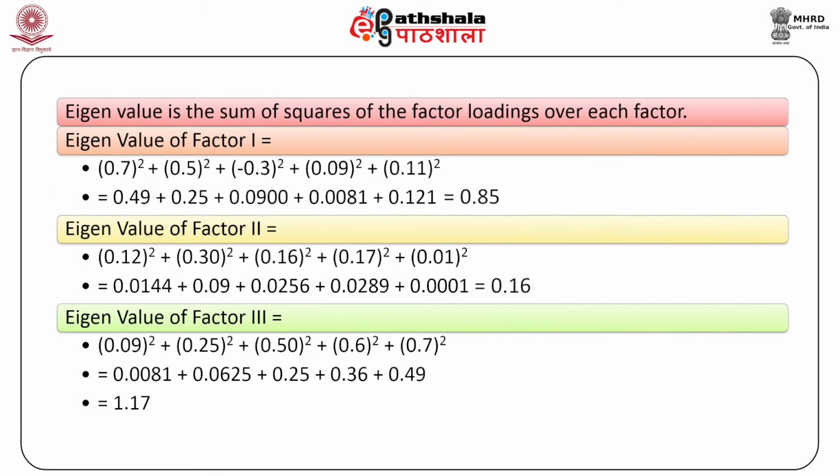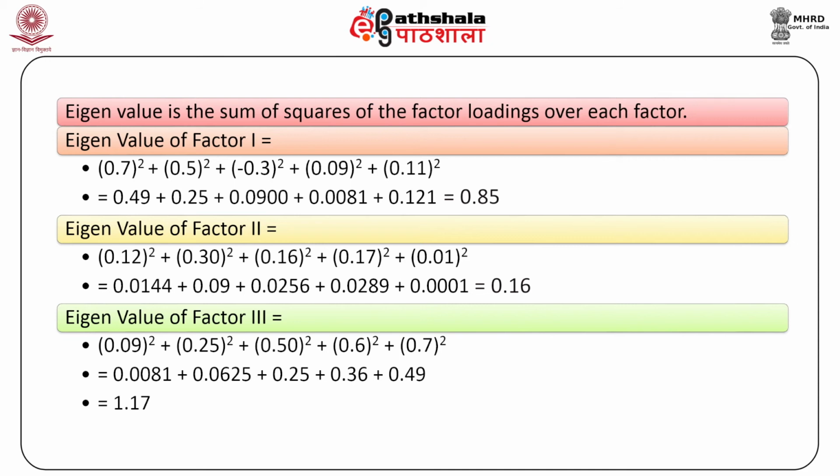Eigenvalue is the sum of squares of factor loadings over each factor. Eigenvalue of factor 1 is equal to 0.7 square plus 0.5 square plus minus 0.3 square plus 0.09 square plus 0.11 square. This is equal to 0.49 plus 0.25 plus 0.0900 plus 0.0081 plus 0.0121, which is equal to 0.85.